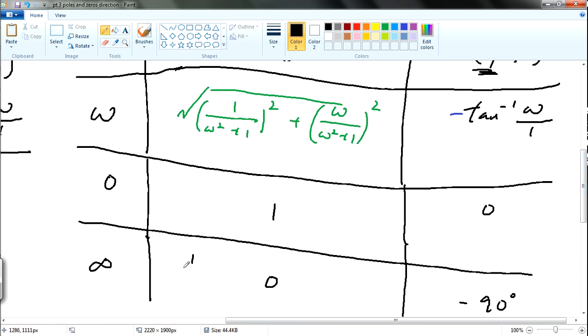I have 1 divided by infinity, because this is negligible already, only this. So 1 over infinity is actually 0, plus infinity divided by infinity square. So therefore, it's also 1 over infinity. You cancel, you have 1 over infinity. So therefore, this is also 0. So everything is equal to 0, and we have 0 over here.